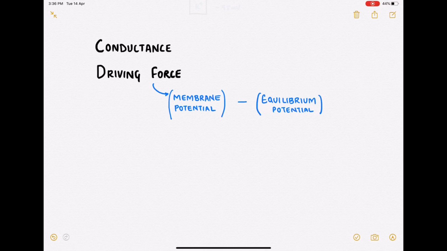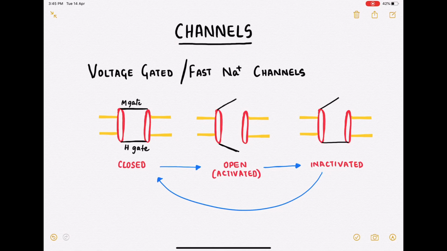Talking about the channels needed for the production of action potential, first we have the voltage-gated fast sodium channels, which can be observed in 3 configurations, that is closed, open and inactivated, and it has 2 gates, the M gate and the H gate. In the closed configuration, there is very low sodium conductance. In the open configuration, there is very high sodium conductance.